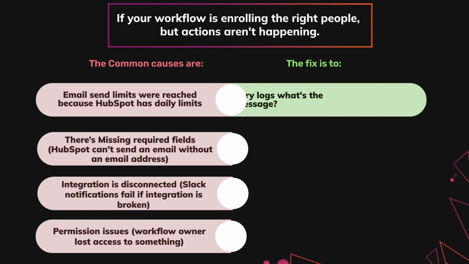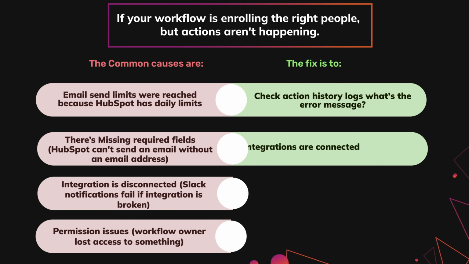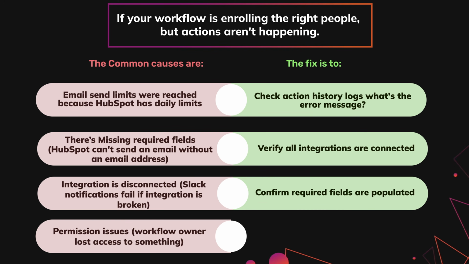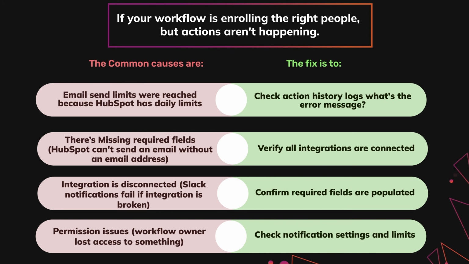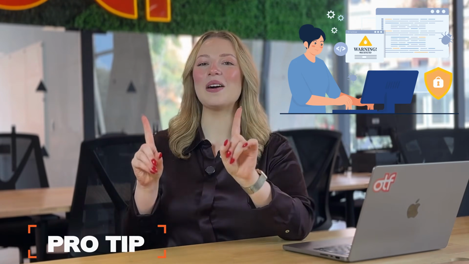To fix this, check your action history logs to see when an error came up, verify all integrations are connected, confirm required fields are populated, and check notification settings and limits. And a pro tip here. Set up workflow error notifications so you get alerted immediately when something breaks. Don't wait until someone complains or a customer gets angry at you.